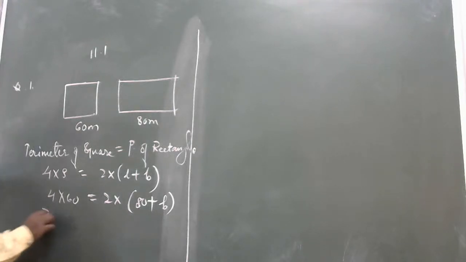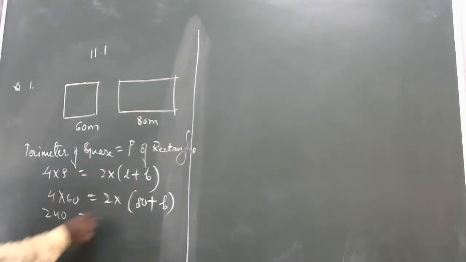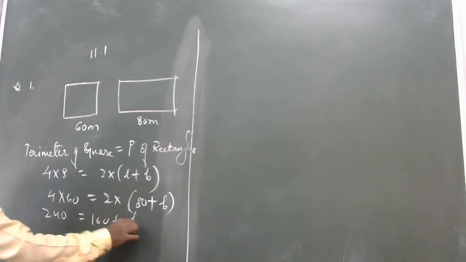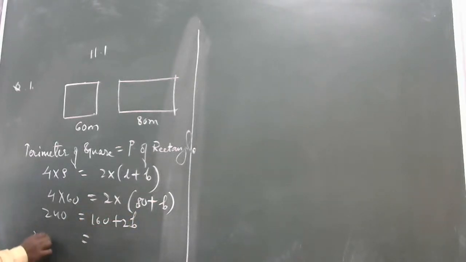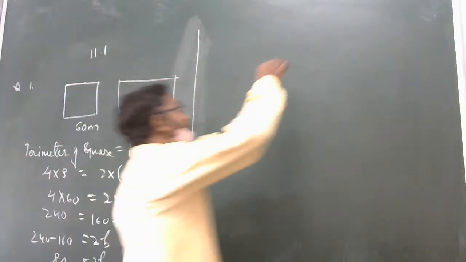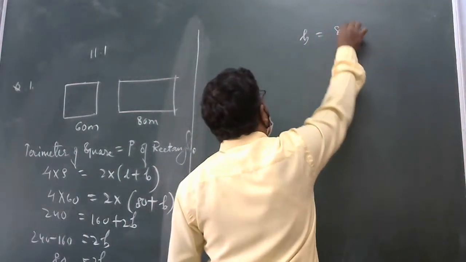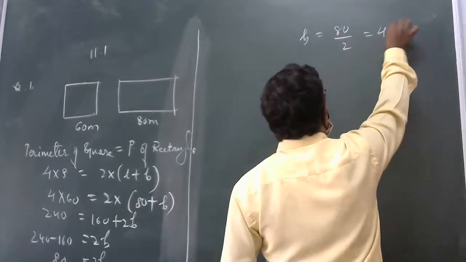So how much will you get? 240 is equal to 2 into 80, which is 160, plus 2b. So 240 minus 160 is equal to 2b. So 2b is equal to 80. Sir, 40. 2b is equal to 80. So you can divide 80 by 2. Now we want b. b is equal to 80 divided by 2. You will get 40 meter.